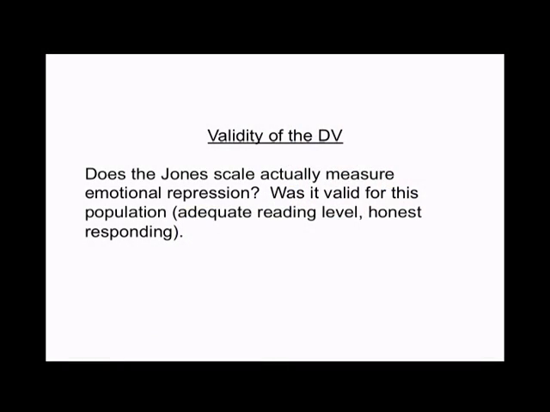And here's some other things we'd want to consider. What's the validity of the dependent variable? What do we know about the Jones personality inventory? Are we actually measuring what everyone would agree on is emotional repression? And even if it did show to be a valid scale in another circumstance, was it valid for this population? Did the people that took it speak English? Did they have an adequate reading level? Did they have any motivation to not answer it accurately? So we have to ask, was the dependent variable valid?